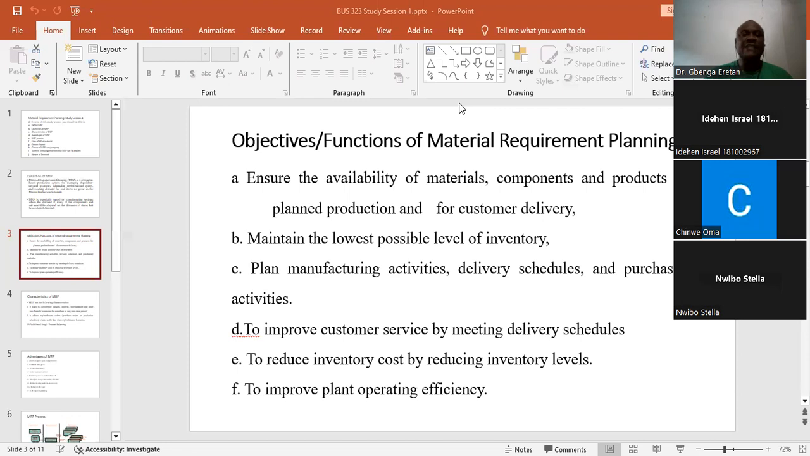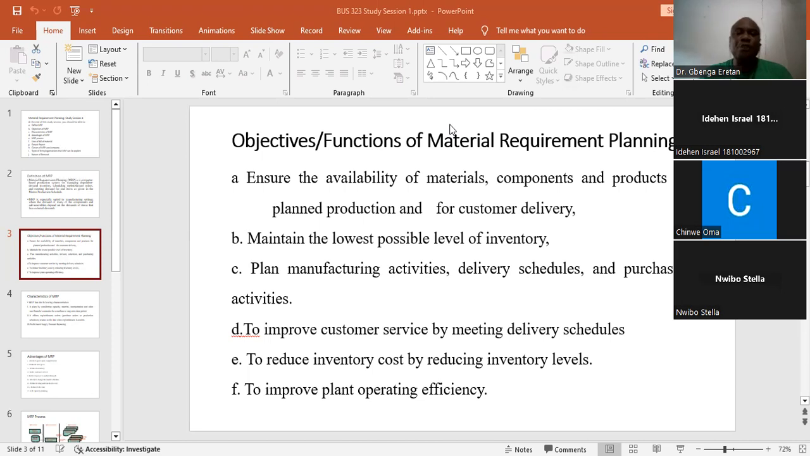Number three is that it plans manufacturing activities. Material requirement planning plans manufacturing activities because it helps you to know the reorder level. And because you are able to control your reorder level, you are able to control the flow of your goods, and you'll be able to plan those materials that are needed in manufacturing activities. So that is why we say that another objective and function of material requirement planning is that it helps the manufacturing activities in delivery schedule and purchasing activities.